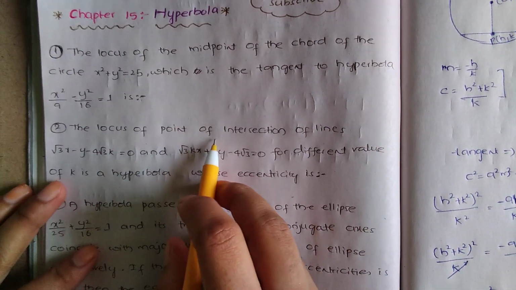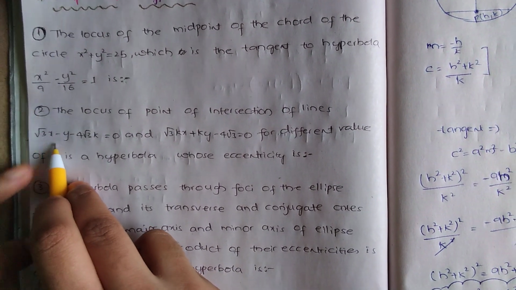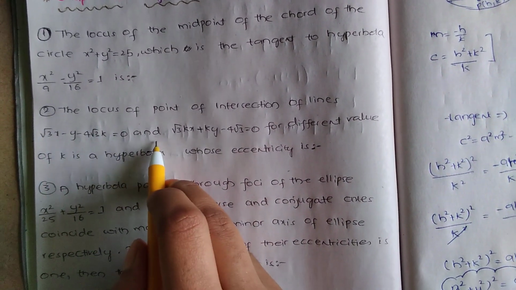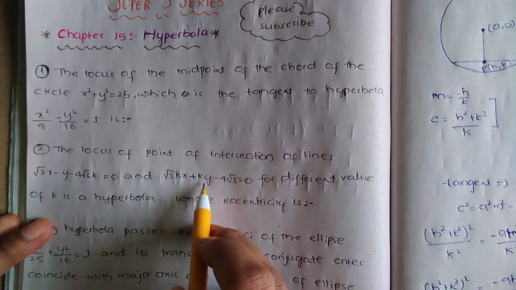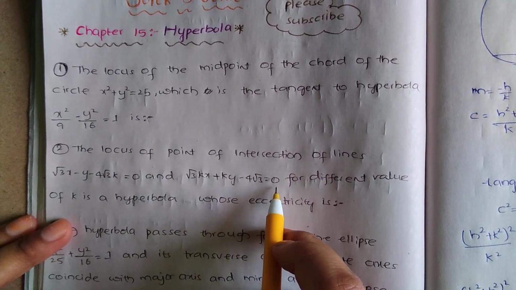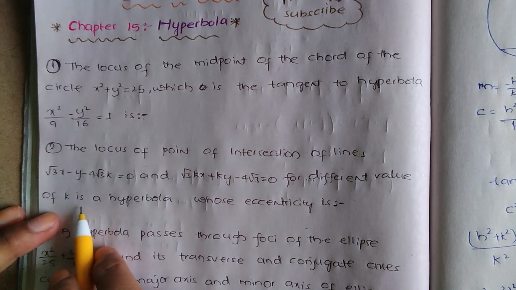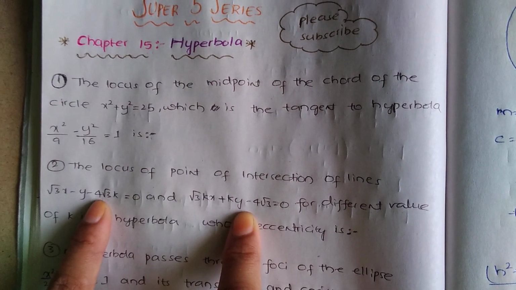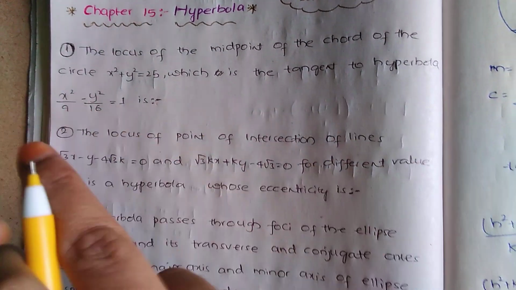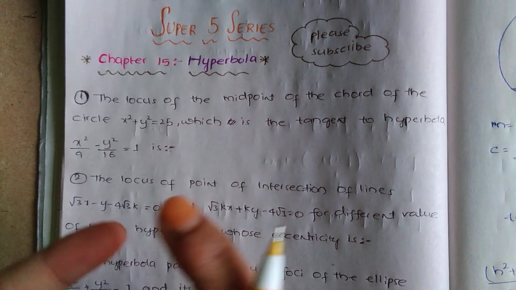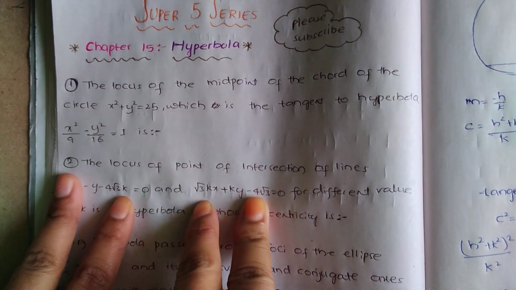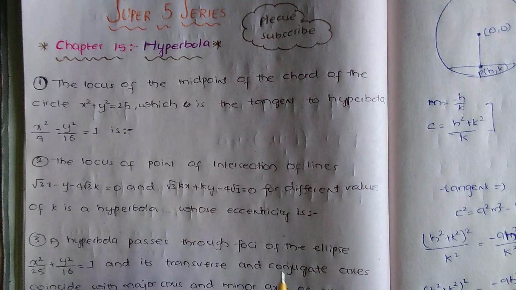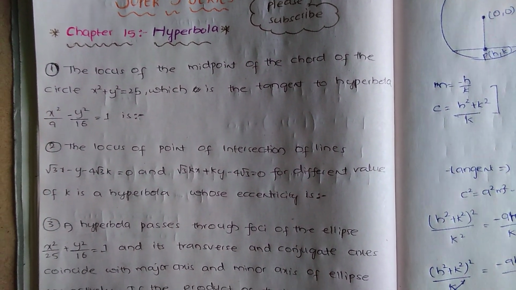The locus of the point of intersection of the lines root 3x minus y minus 4 root 3k is equal to 0 and root 3kx plus ky minus 4 root 3 is equal to 0, for different values of k, is a hyperbola. That means the point of intersection of these both lines makes a locus that is a hyperbola, it seems. Okay, whose eccentricity is how much? They're asking the eccentricity of that.